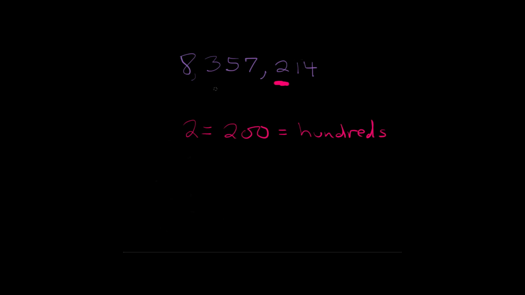All right, and this time let's take a look at the 5. The 5 in this particular example is actually worth 50,000. And then the place value is going to be called 10 thousands.